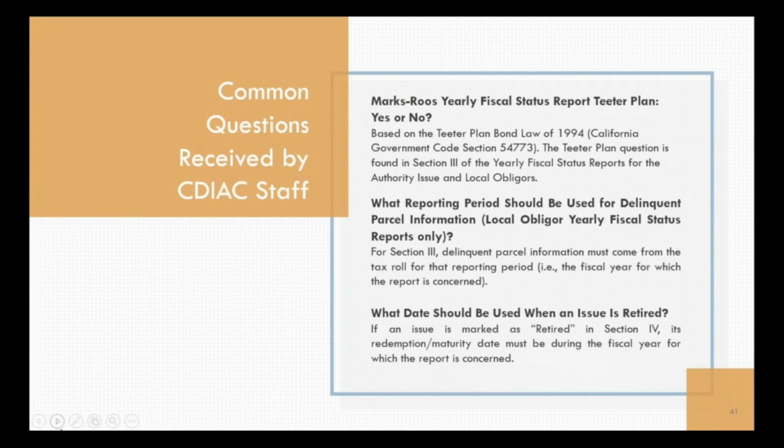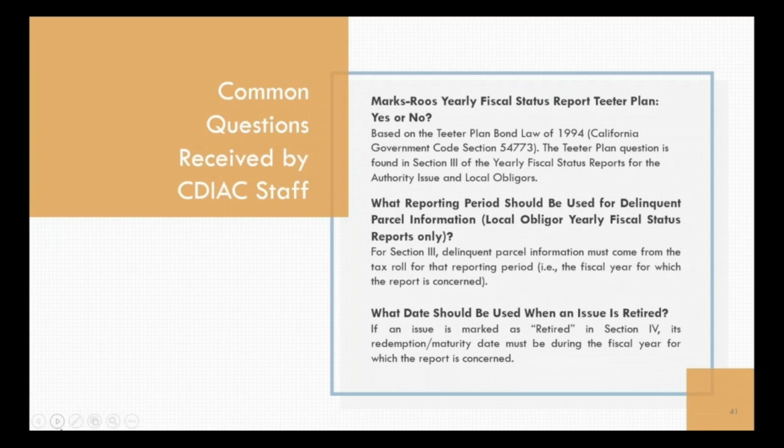In response to the Teeter plan question, based on the Teeter Plan Bond Law of 1994, California Government Code section 54773, a Teeter plan is an alternative method for the distribution of secured property taxes. The Teeter plan question is found in Section 3 of the Yearly Fiscal Status Reports for the authority issue and local obligors. If your county has a Teeter plan, and if your agency participates in the Teeter plan, then you would select Yes. Otherwise, select No.